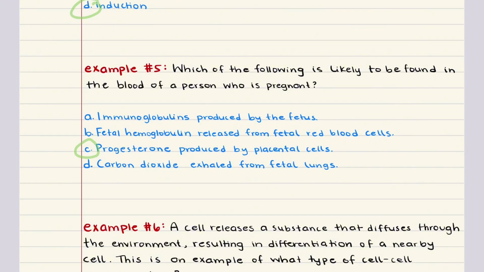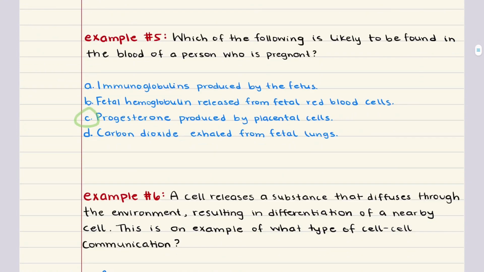D refers to carbon dioxide that's exhaled from the fetal lungs, but fetal lungs don't function for gas exchange before birth. Instead, the placenta handles all of the oxygen and all of the carbon dioxide exchange. So again, the only reasonable answer here is C, because it is made by the placenta and it circulates in the blood of the pregnant individual. 5 is C. Let's move on to problem 6.